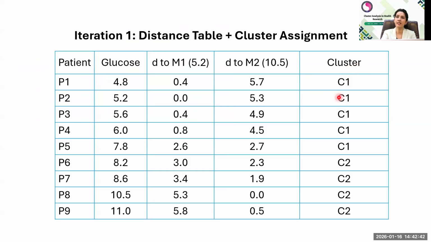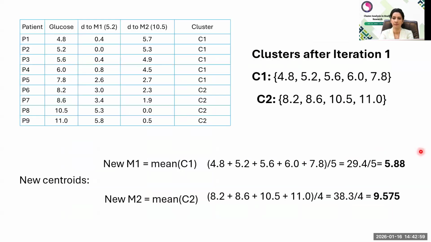Now, once you assign these clusters, you have to calculate the new centroid. How will we calculate the new centroid? You take the mean of all C1, that will be the new centroid, and the mean of all C2 will be the second new centroid. So clusters after iteration: in cluster C1, you have got these values: 4.8, 5.2, 5.6, 6 and 7.8. In cluster 2, you have got 8.2, 8.6, 10.5 and 11. So your new centroid will be the mean of these.